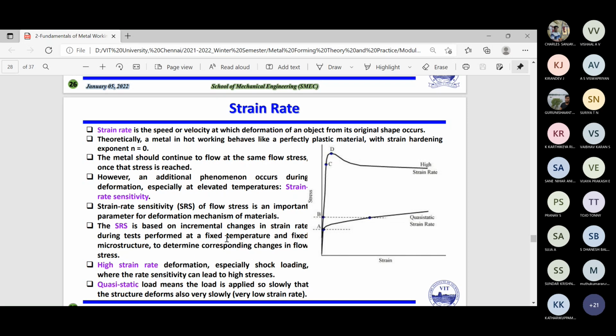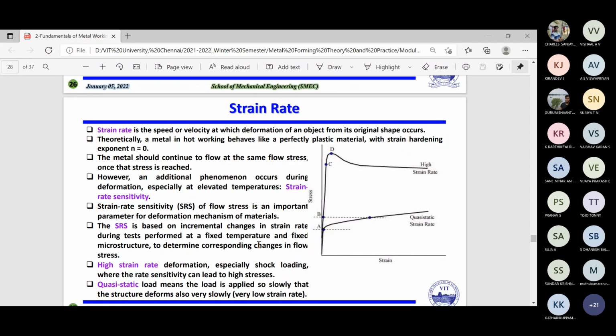And the SRS is based on incremental change in strain rate, incremental change in strain rate during the test performed at a fixed temperature and fixed microstructure. So I think yesterday or maybe the day before yesterday, I gave the example of maybe copper sulfate. You have to fix somewhere, maybe current if you are fixing, or maybe voltage. So similarly here, you have to fix a temperature and also the microstructure.